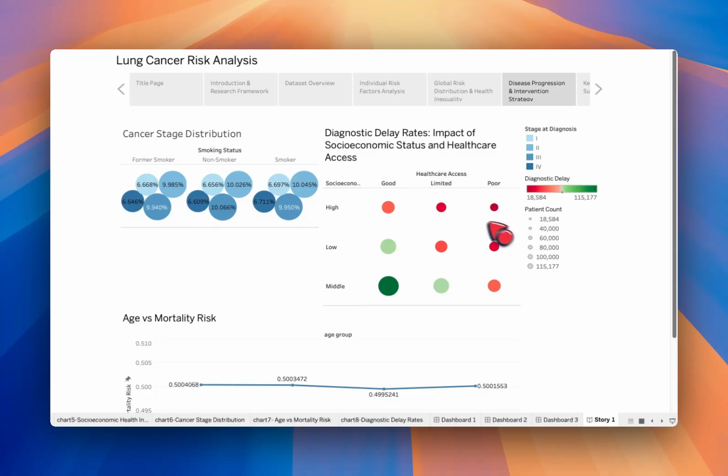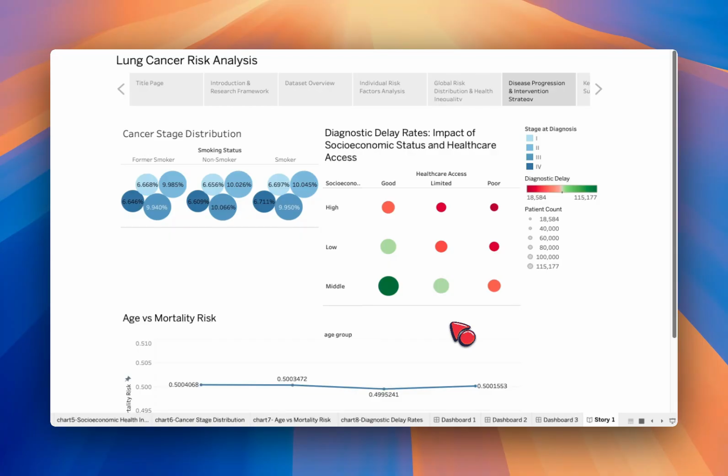Let's look at these combinations carefully. The largest dark green circles represent over 150,000 patients. This is the middle income plus good healthcare accessibility combination, which shows the shortest delay time.